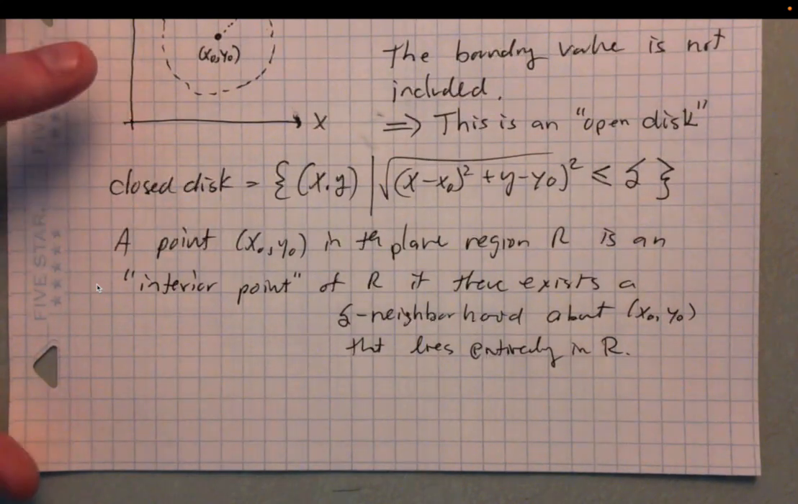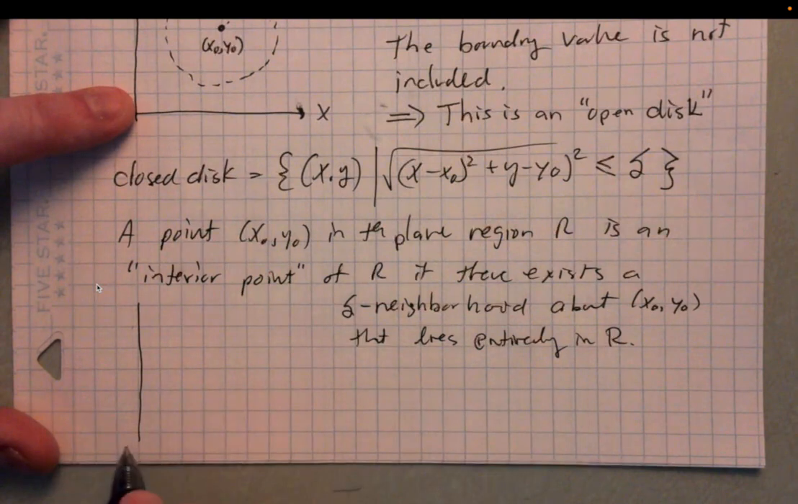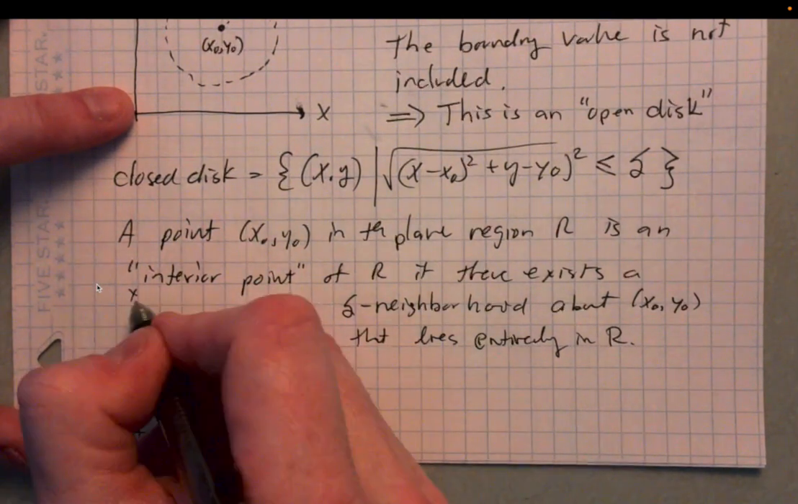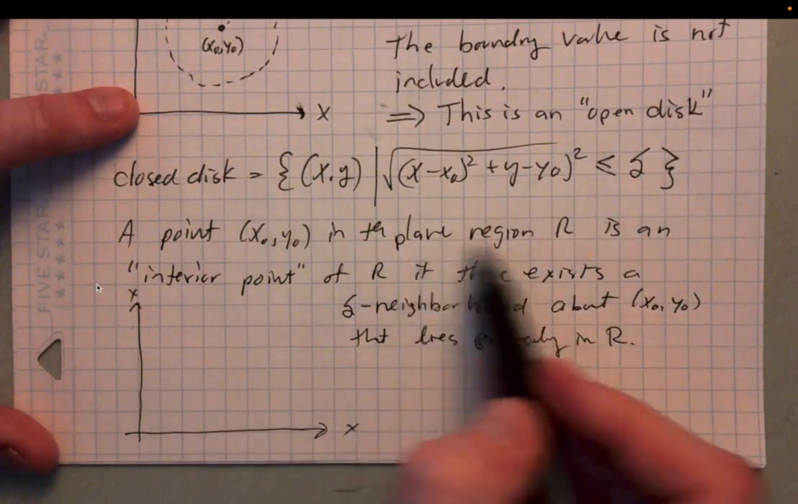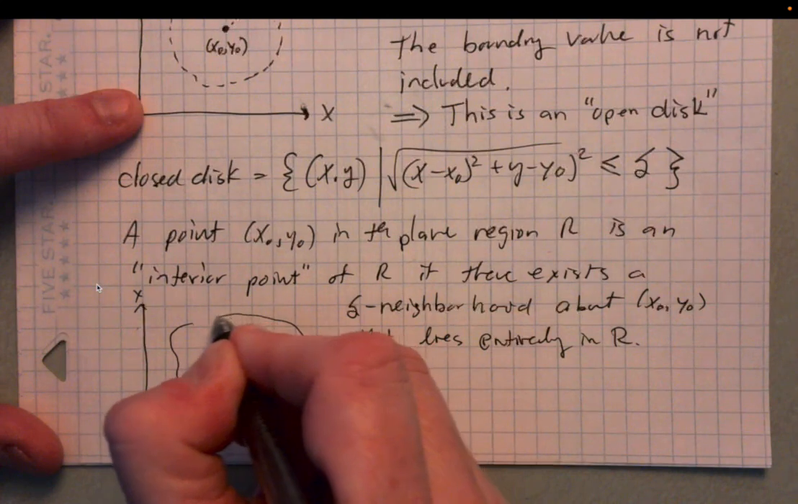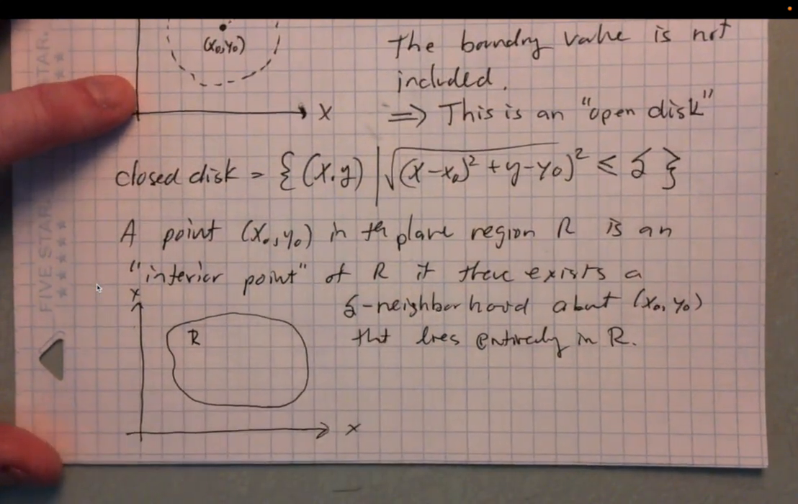Okay. Well, what do we mean here? What are we talking about? Well, let's go back to the picture here. So I've got my x-axis and my y-axis here, right? And somewhere in here I've got a region R, right? Now this doesn't have to be a perfect disk, it can just be whatever. Okay, and so I've got this region R.